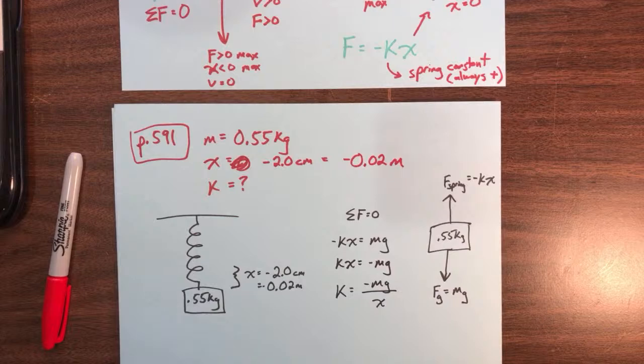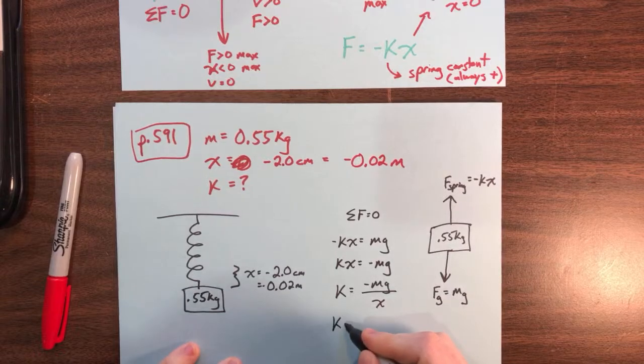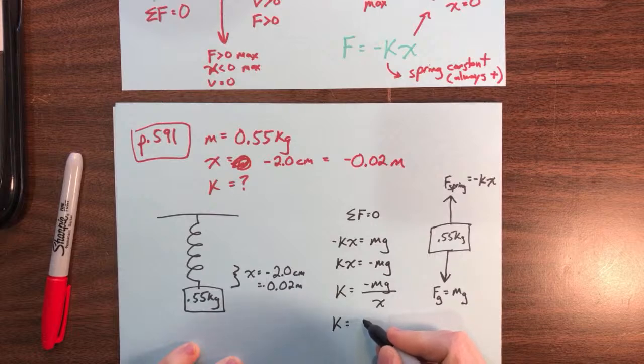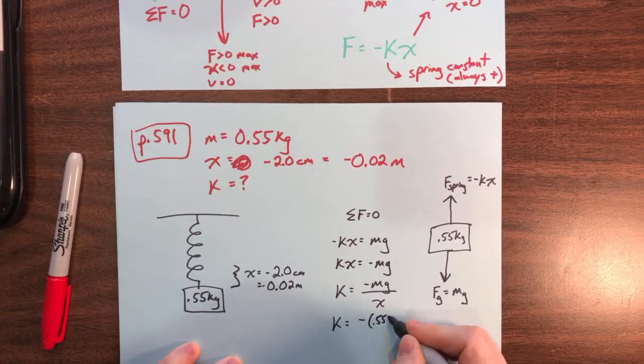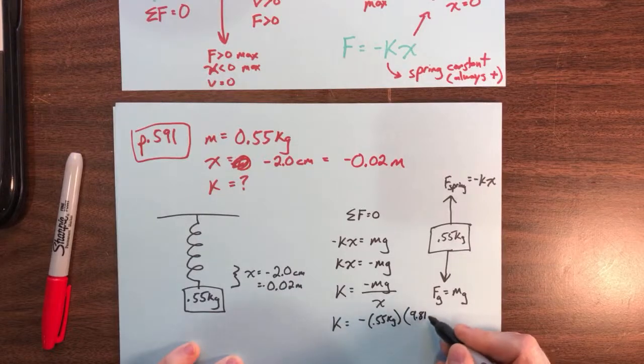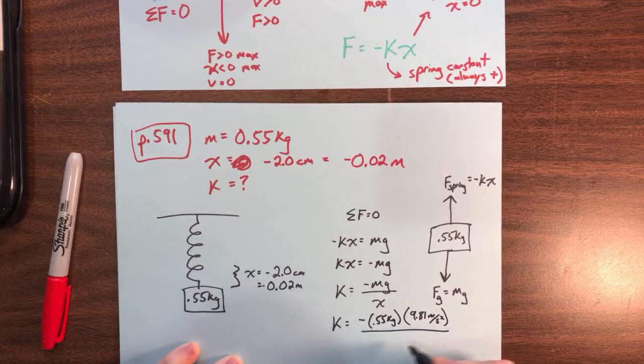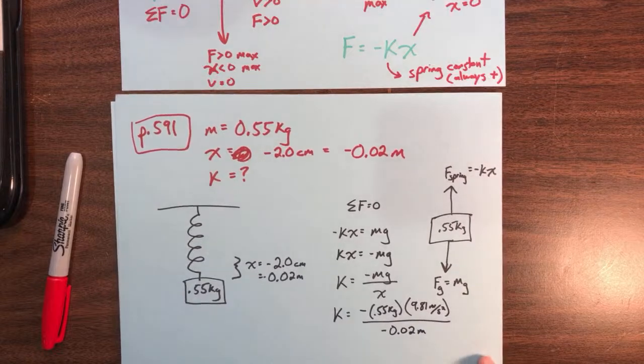So let's just plug in some numbers, and then we'll be done. So k is going to be, well, m, go back to the problem. This negative just comes from the equation. m is going to be 0.55 kg. g is going to be 9.81 meters per second squared. This is all going to be over x, and we said x is negative 0.02 meters. You could do this in centimeters, but we're going to try to keep everything in meters, kilograms, your normal SI units, right? And so that's it. The two negatives are going to cancel out, so we're going to get a positive number.